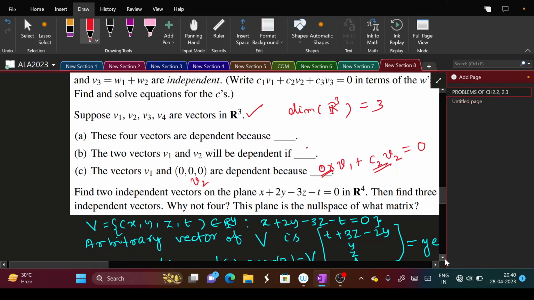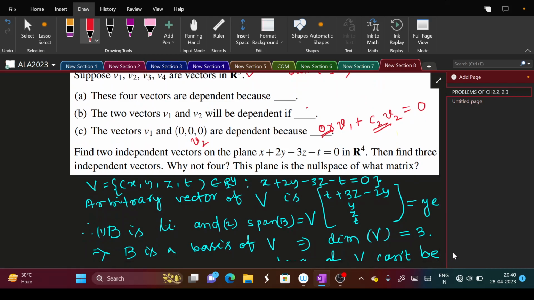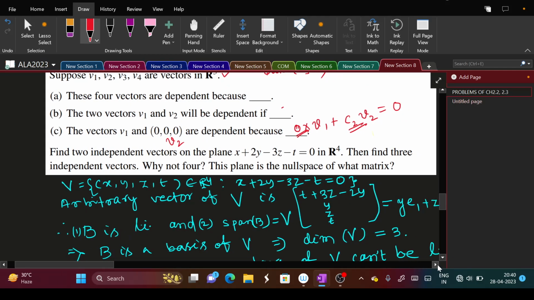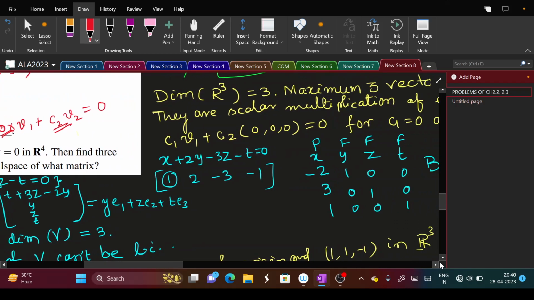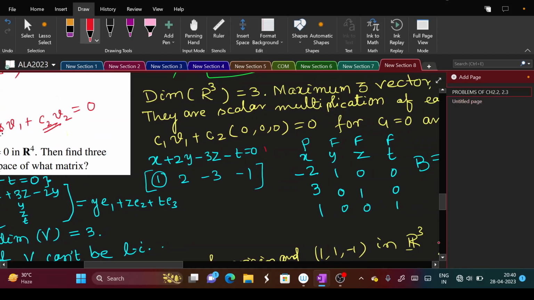First of all, let us find out. So here what is it giving? This is the given space or given vector space in R^4. So what is the matrix? The corresponding matrix is [1, 2, -3, -1]. Here this is the only pivot element, that is, x is the only pivot variable. The rest of the three variables are free variables.